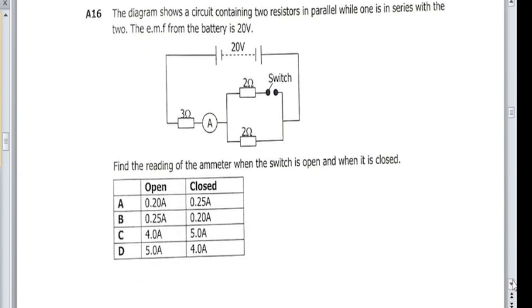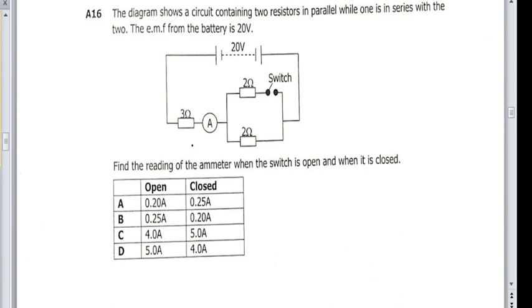The diagram shows a circuit containing two resistors in parallel while one is in series with the 2. The EMF from the battery is 20 volts. Then find the reading of the ammeter when the switch is open and when it is closed. So we want to find the reading when the switch is open and when it is closed. What are we going to do?